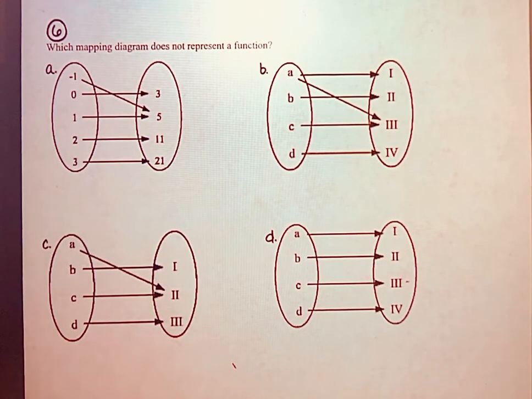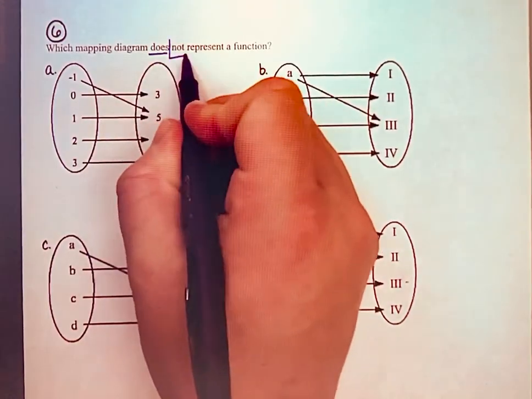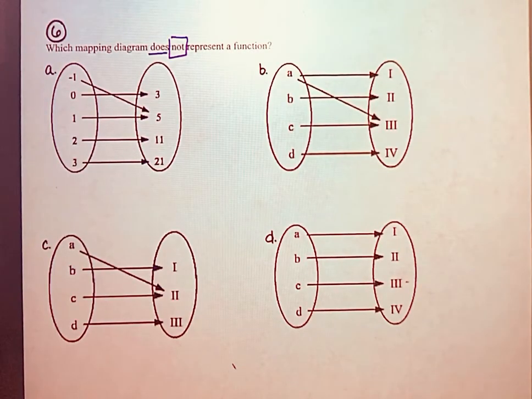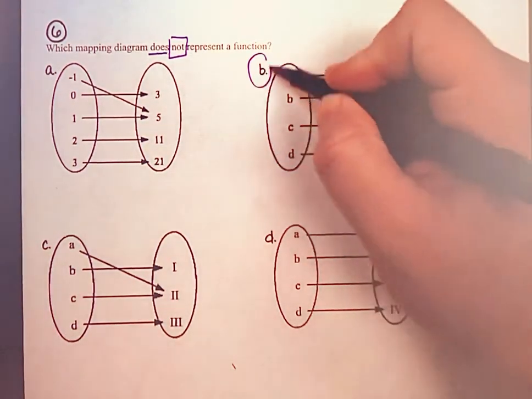One difference for this problem is that it says does not represent a function. Hopefully when you did that on your own, you realized that's what it was talking about. Does not represent a function. And it doesn't say select each correct answer, so we're going to just select one. There is one mapping diagram that does not represent a function. And the answer here is B.